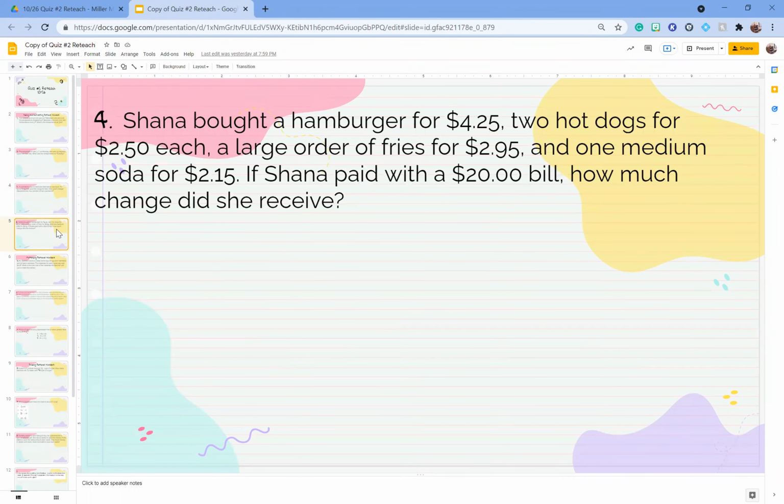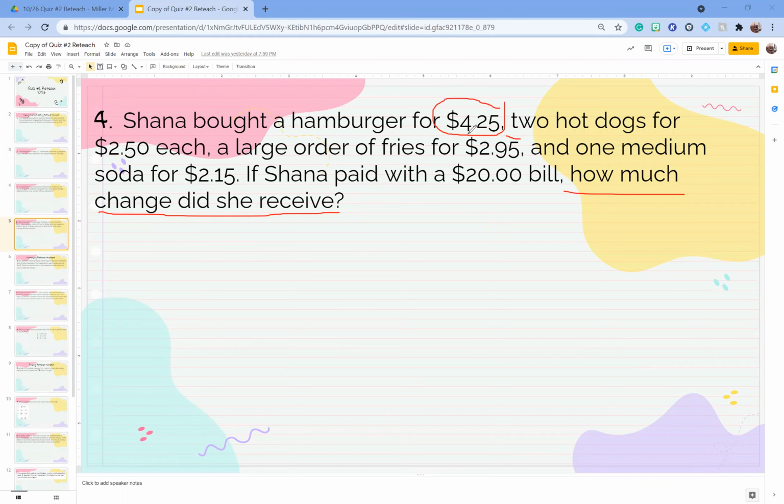Last one here. Shauna bought a hamburger for $4.25, 2 hot dogs for $2.50 each, a large order of fries for $2.95, and 1 medium soda for $2.15. If Shauna paid with a $20 bill, how much change will she receive? So we're going to underline our question. How much change did she receive? We have our numbers.